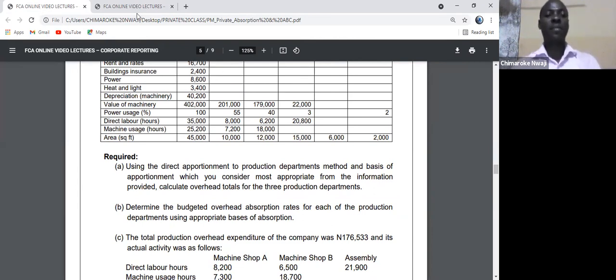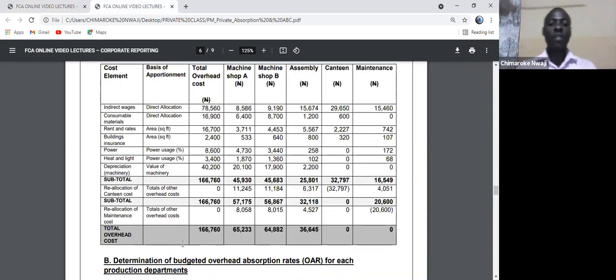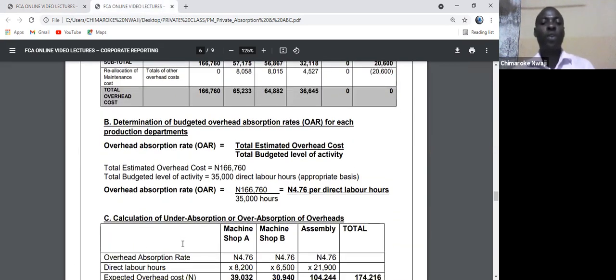How do we do that? Okay, so here is our solution for the B part. You see here that overhead absorption rate is total estimated overhead cost divided by total budgeted level of activity. And we know that our total overhead cost is this 166,760 here. That's fine. What is our budgeted level of activity? It is labor hours. I told you before that in absorption costing, you only use labor hours.